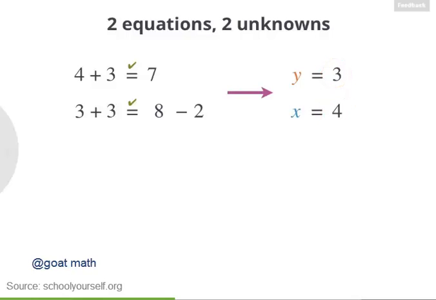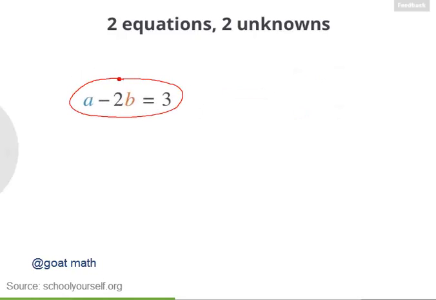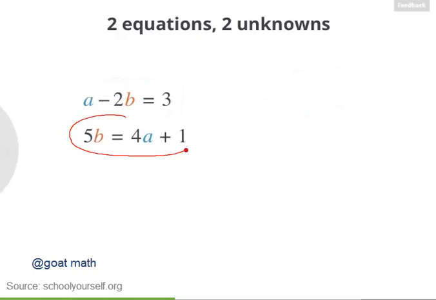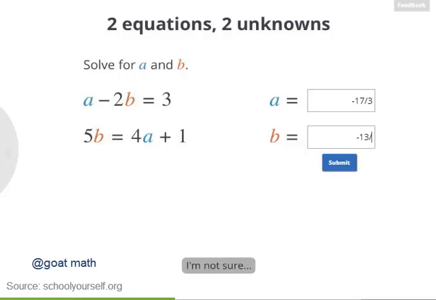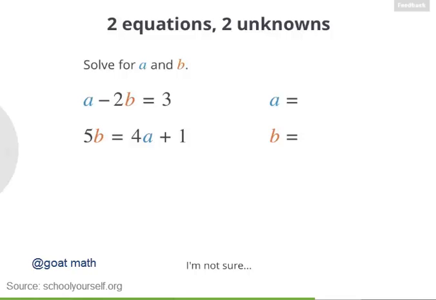Next, let's try a messier example that will involve fractions. So if a minus 2b equals 3 and 5b equals 4a plus 1, try solving these equations for a and b. This is tough, but give it a shot. And if you need some help, click down here. Wow, incredible work! Looks like you've really got the hang of solving two equations with two unknowns. Sure enough, a equals negative 17 thirds and b equals negative 13 thirds.